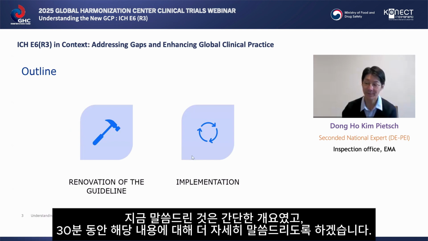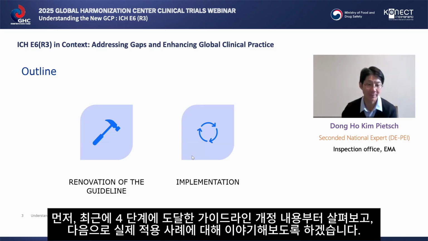Having said this, here is a very high-level outline of what I intend to talk to you about in the next half hour. First, let's have a look at the renovation of the guideline, which reached step 4 recently, and then talk about the implementation. I hope this covers the points requested by the organizers.